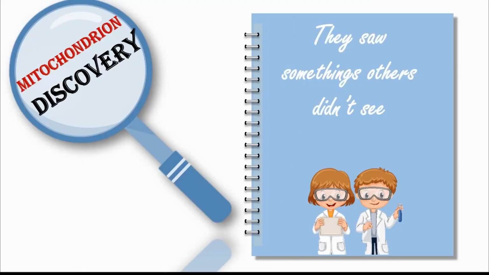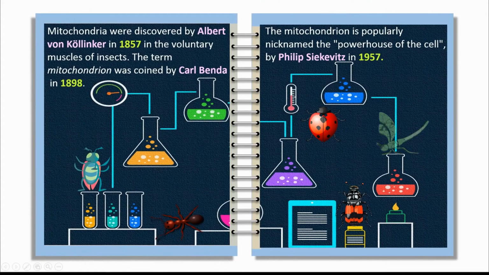Mitochondrion discovery. They saw something others didn't see. Mitochondria were discovered by Albert von Kölliker in 1857 in the voluntary muscles of insects. The term mitochondrion was coined by Carl Benda in 1898. The mitochondrion is popularly nicknamed the powerhouse of the cell by Philip Siekevitz in 1957.